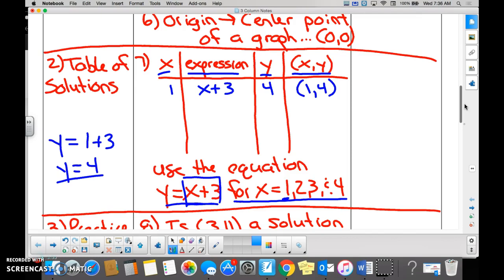So we're going to do the same thing for the number 2. If we plug in 2 for x, I can just write down 2 because that's what I'm given to plug in.